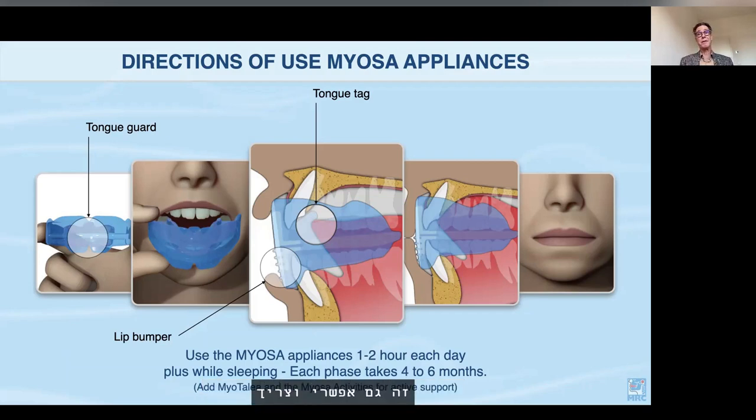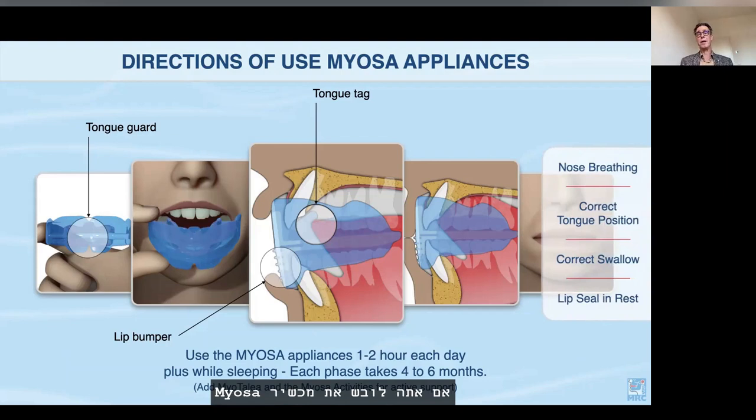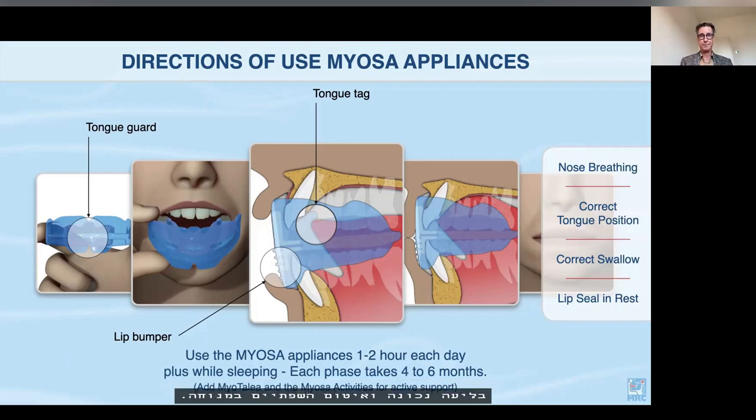It's also possible, and needed in most of the cases, to add myofunctional therapy and the Myoza activities for active support. If you wear the Myoza appliance directly, you will correct 4 different habits: nose breathing, correct tongue position, correct swallow, and lip sealing at rest.